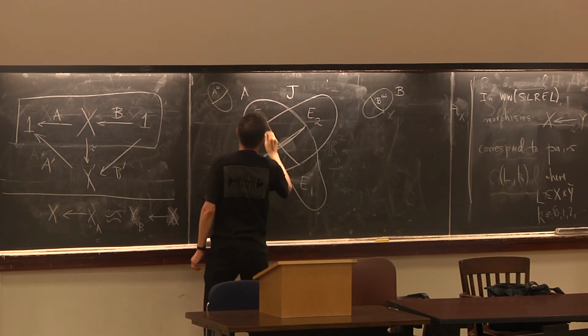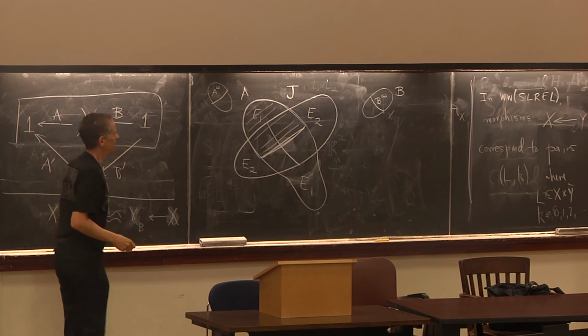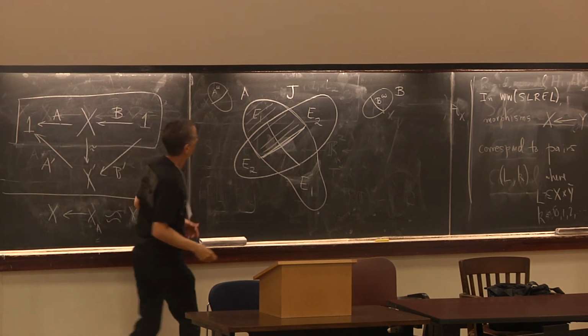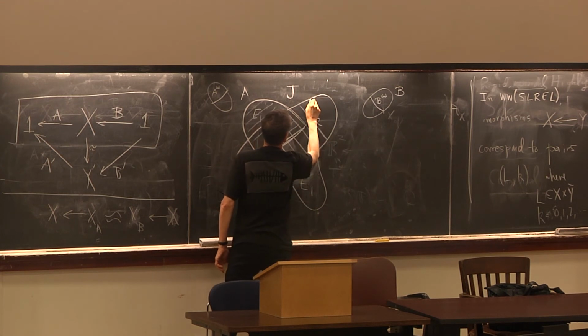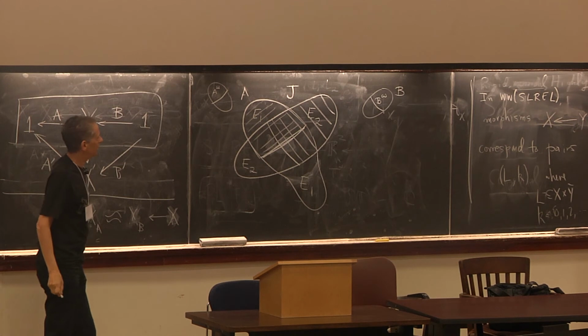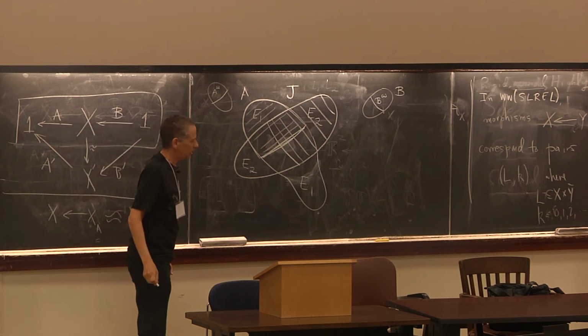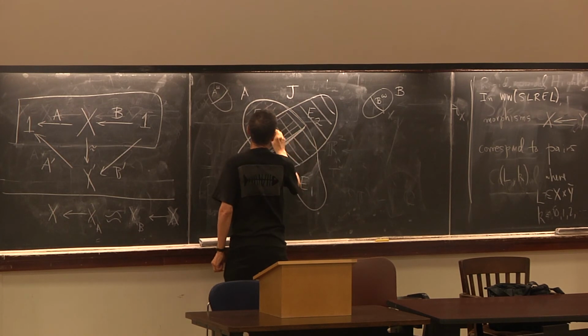This space here, which I'll shade like that, is A omega. And this one here, which I'll shade this way, is B omega. So we now get a much finer decomposition. In the middle here is the intersection of the characteristic subspaces, which I'll call I.